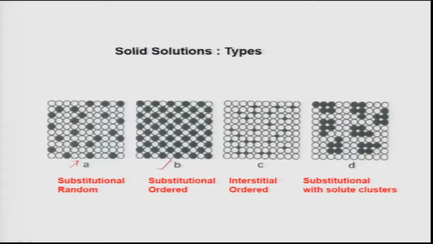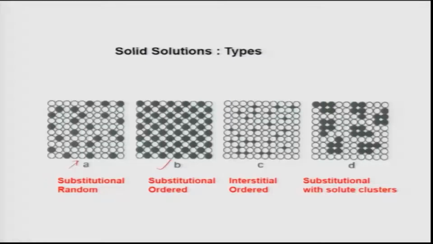Now, we can also have interstitial order. What is the meaning of interstitial order? That means the interstitial atoms sit at specific interstitial positions in the lattice. That is what is shown here. The black positions are the interstitial positions where the atoms are sitting, but only at fixed positions; they are not randomly sitting in the lattice. That is why it is called interstitial ordered solid solution. We will see some examples later, but there are many such solutions in the literature.